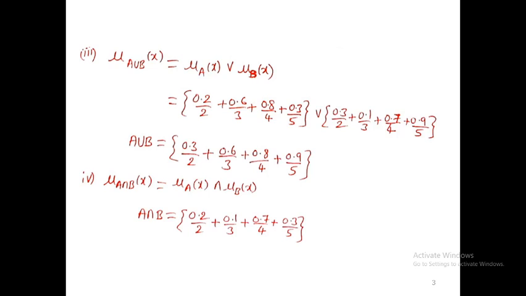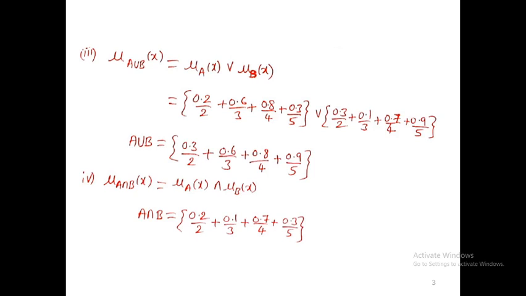At the fourth point, if you see, 0.8 by 4 in the A set, in the B set 0.7 by 4. So which is more? 0.8. That's the 0.8 by 4. Next one is plus 0.3 by 5 in the A set, plus 0.9 by 5 in the B set. Which is more? 0.9 by 5. That's why 0.9 by 5. In the resultant A union B, you get 0.3 by 2 plus 0.6 by 3 plus 0.8 by 4 plus 0.9 by 5, which are nothing but the higher values from both A and B sets. Whichever is higher can be represented in A union B.